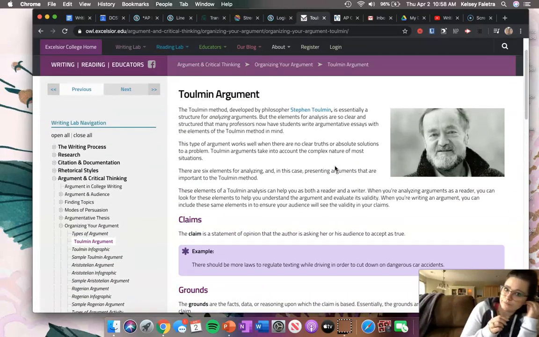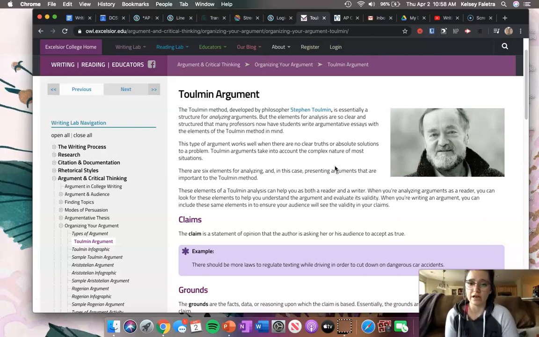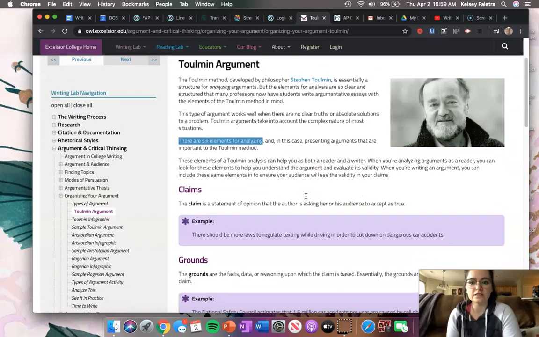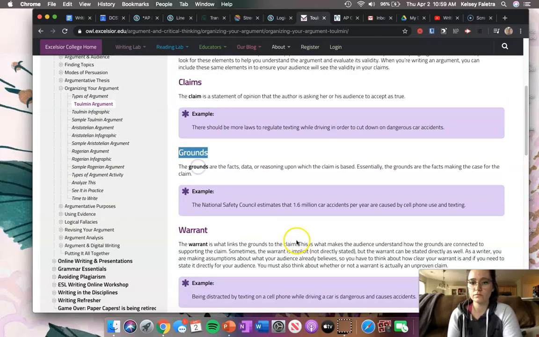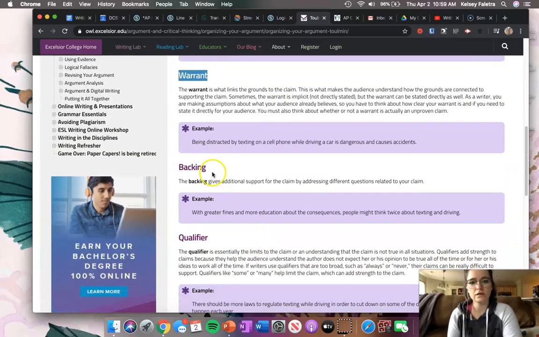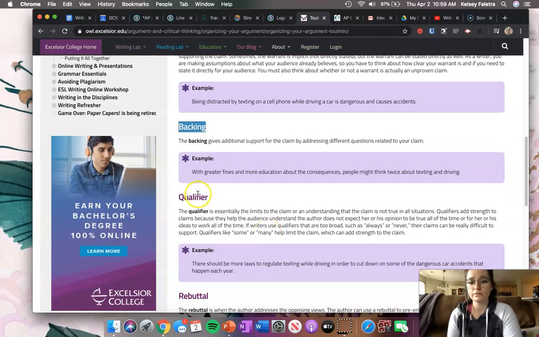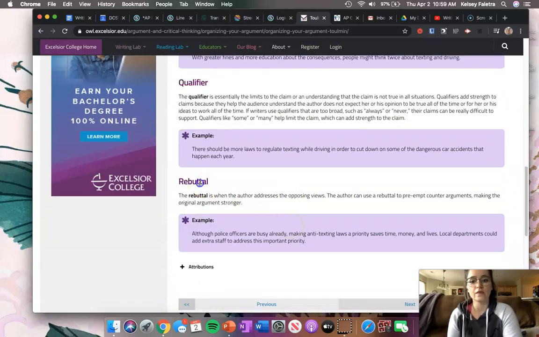The Toulmin method is essentially a structure for analyzing arguments, but we can also utilize components of this style in our own argumentation. It's clear and structured, so it makes sense for those of us who need that structure in place in order to stay focused. There are 6 elements for analyzing and arguing and presenting arguments: the claim, the grounds, the warrant, the backing, the qualifier, and the rebuttal.